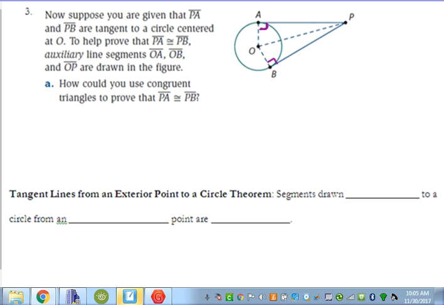It says, to help prove that PA is congruent to PB, auxiliary line segments OA, OB, and OP are drawn in the figure. What that means is they're extra there to help us. How could you use congruent triangles to prove that segment PA is congruent to segment PB?